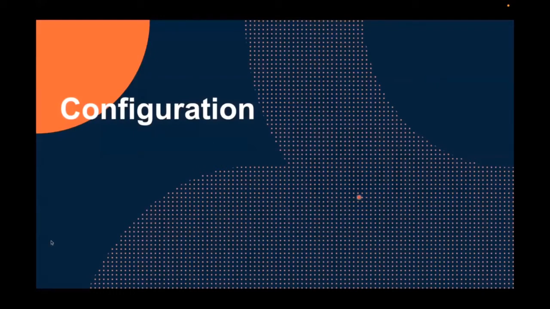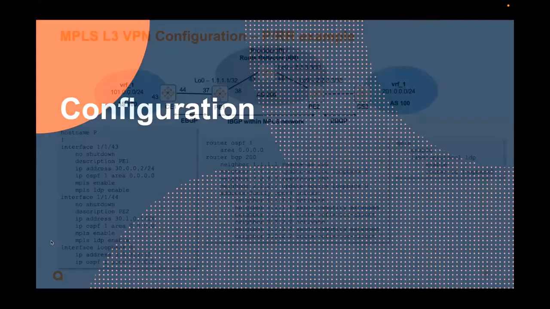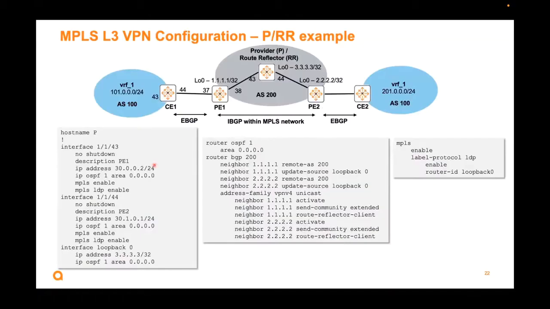Configuration-wise, this is an example of the P or route reflector. So what do you do on your interfaces facing the PEs? You have your IP addresses, you enable OSPF, you enable MPLS with LDP. Same thing, both interfaces. On the loopback, you have your /32 OSPF. You enable OSPF, you enable BGP.